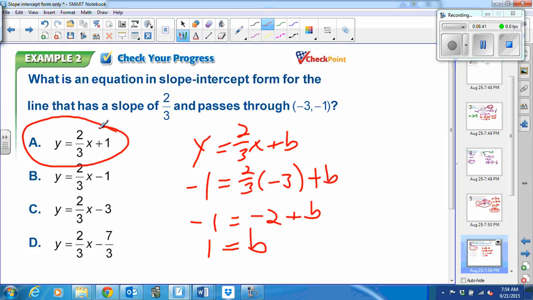Now notice this is an example of a good ACT problem. Notice how they do that. One of the answers is negative 1 for the y-intercept. So they capitalize on people making that common mistake and just putting that y value for the y-intercept.